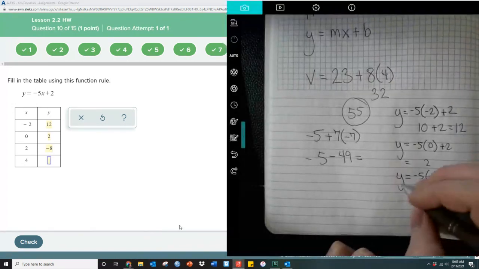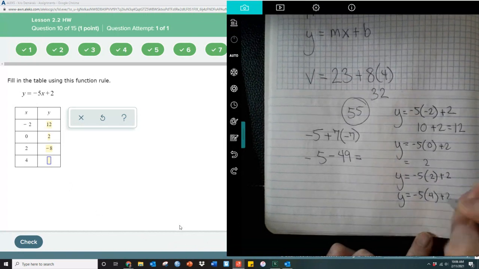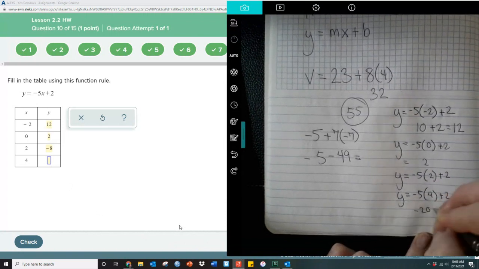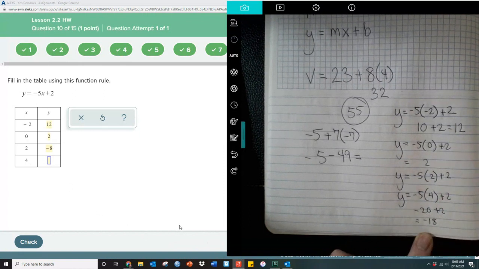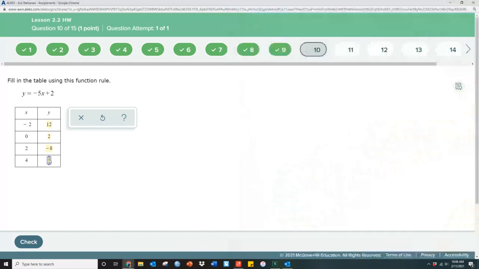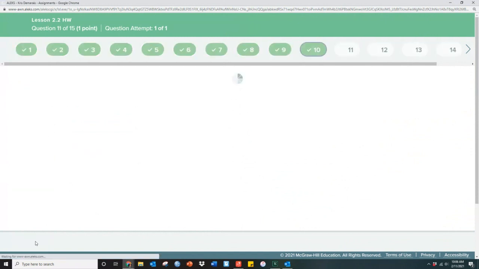Now I'm going to do the same concept, this time with -5 times 4 plus 2. This is going to be -20 plus 2, which is going to give us -18. All right, and that's correct. So the concept is just input and output.